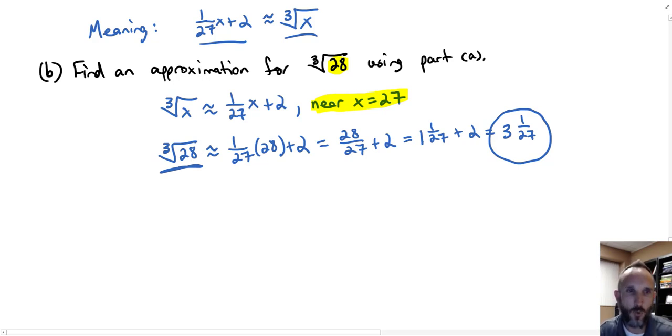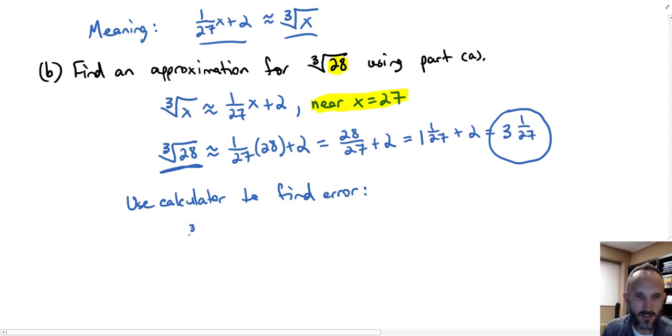Without this, all we could say is that the cube root of 28 is a little bit bigger than 3. Okay? So there we go. And what we could do now is, using a calculator, we could compare. So we could use a calculator to find the error. And even our calculator is going to approximate. So what I could do is type in the cube root of 28, which is the exact value.